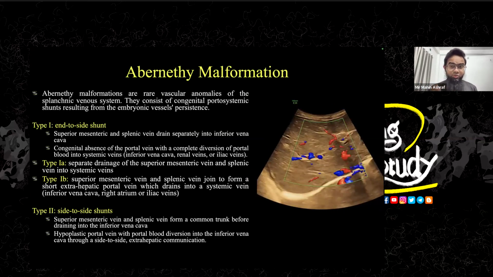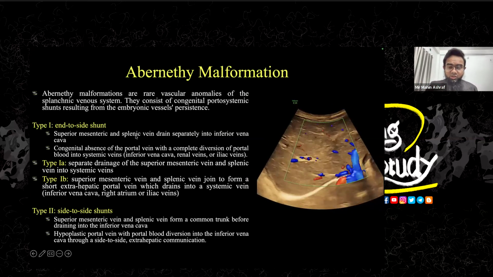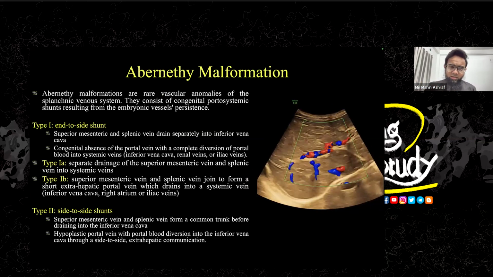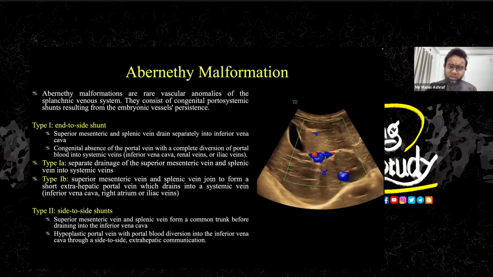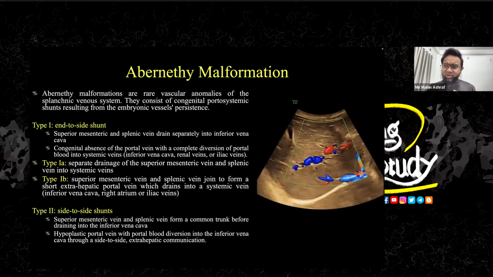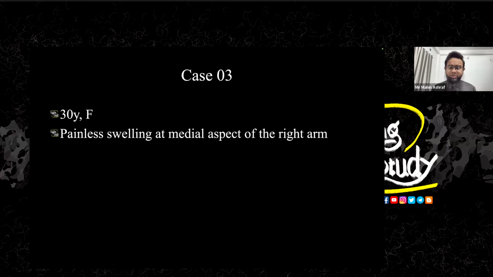But you need to search for the superior mesenteric and splenic vein drainage. So the best thing to do is the hepatic angiogram, I think. If you go for a CT angiogram, then you may easily understand the drainage pathway, actually. So let's jump into case number 3.